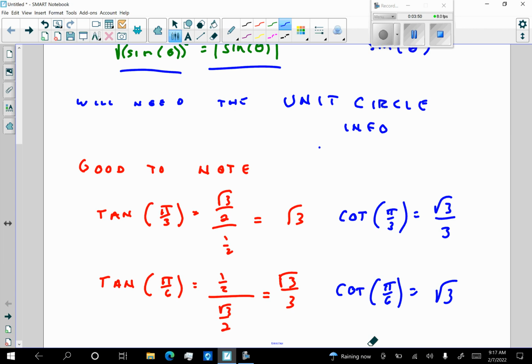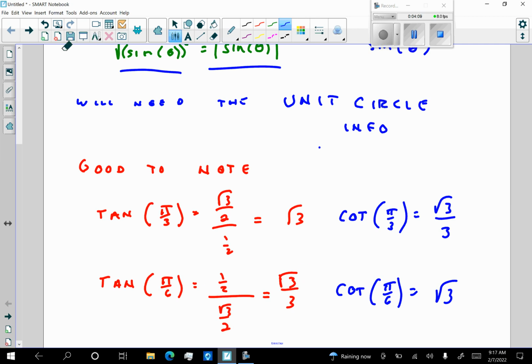And of course, you're going to need to know the sine, the cosine, the secant, and cosecant. Secant is 1 over the cosine, the cosecant is 1 over the sine. Those are things that you're going to need to know as well, that are on the bottom of those definitions, those chair definitions, if you will. So this is just good to note.